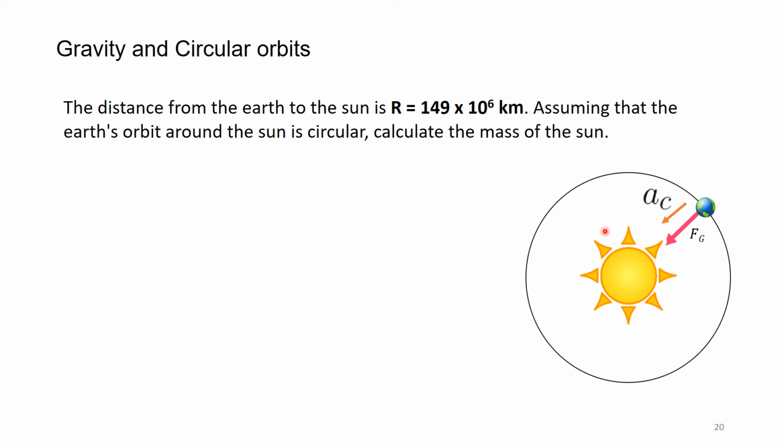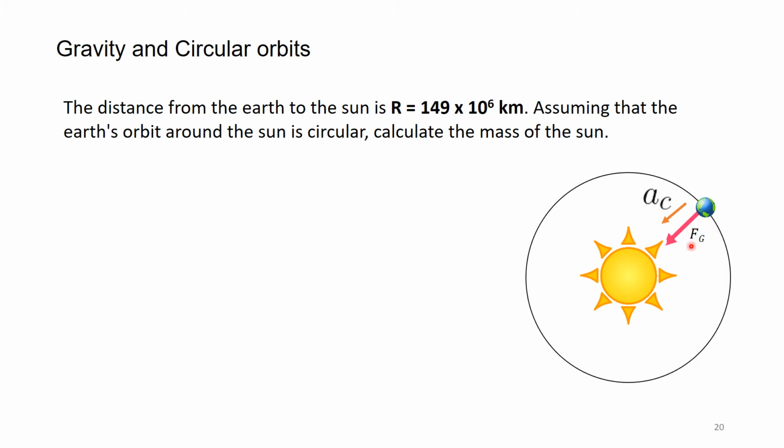Okay, so let's look at this setup now. Here we have the sun and the Earth, and the distance between the sun and the Earth is this much, 149 million kilometers. And we know the Earth orbits around the sun. The Earth is traveling approximately in a circular path, so there has to be a centripetal force that pulls the Earth towards the sun, the center of the circle.